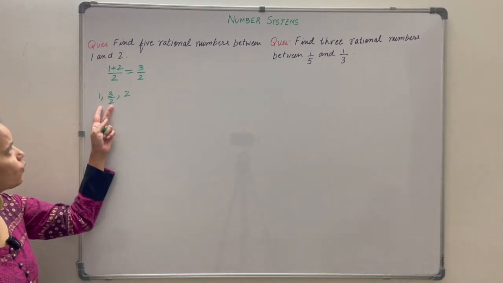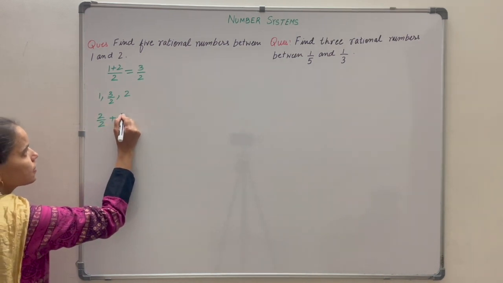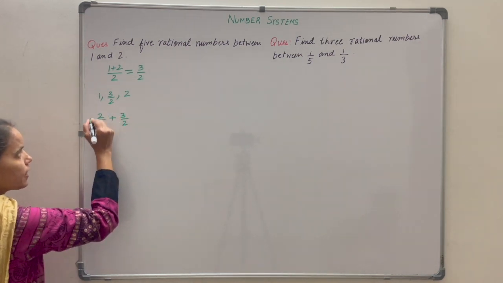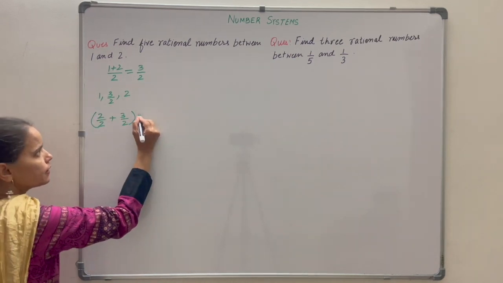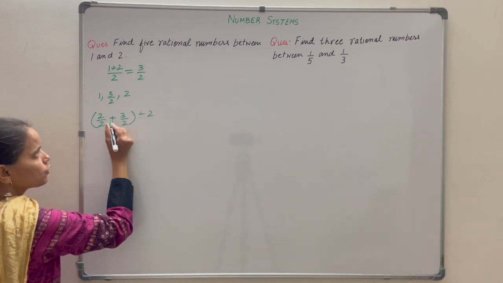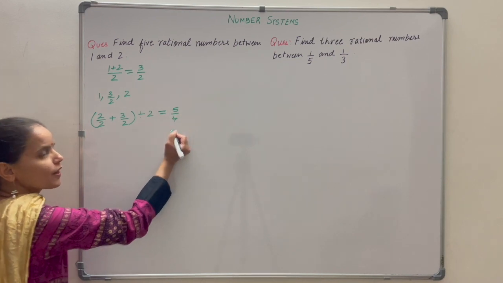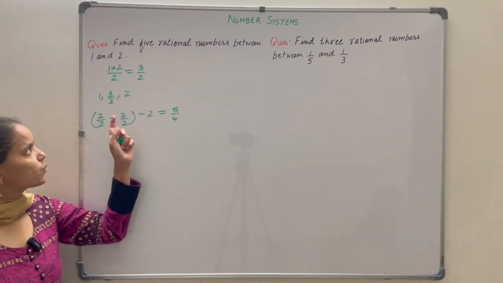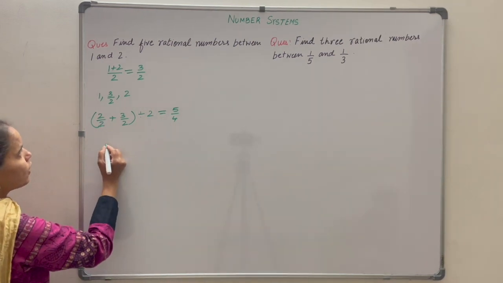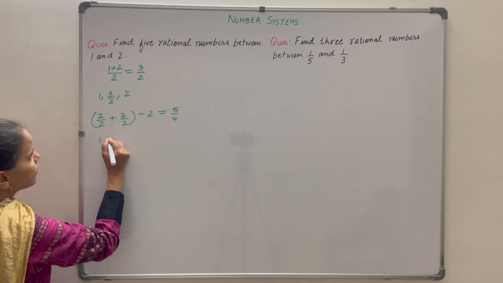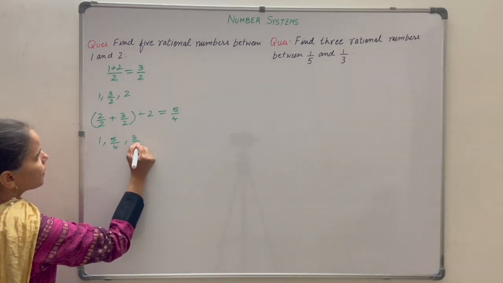Now let us take 1 and 3 by 2. So 1 I can write as 2 by 2, plus 3 by 2. I am going to find the number which lies exactly between 1 and 3 by 2. So I'll add these 2 numbers and then divide by 2. So here 5 by 2 divided by 2 gives you 5 by 4. So as of now you have got 2 numbers between 1 and 2: one is 3 by 2 and the other one is 5 by 4. So you have here 1, 5 by 4, 3 by 2 and 2.